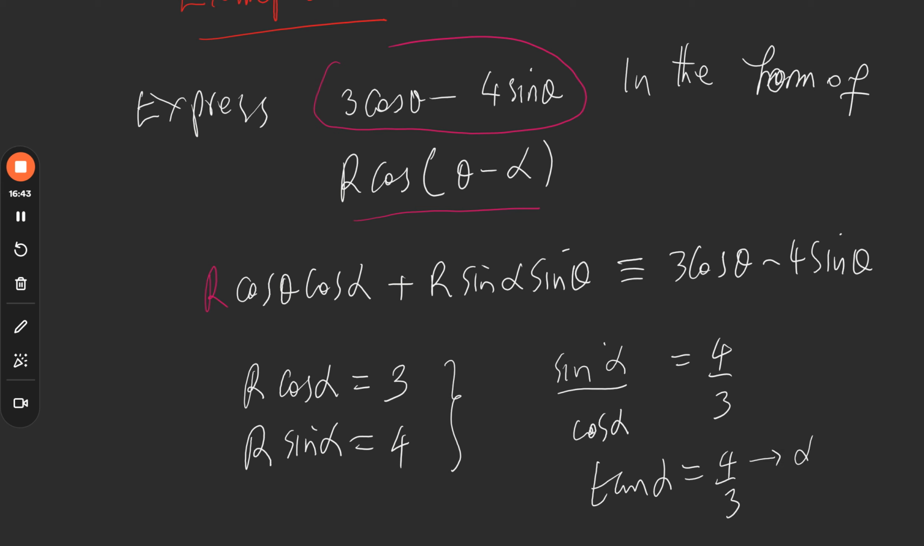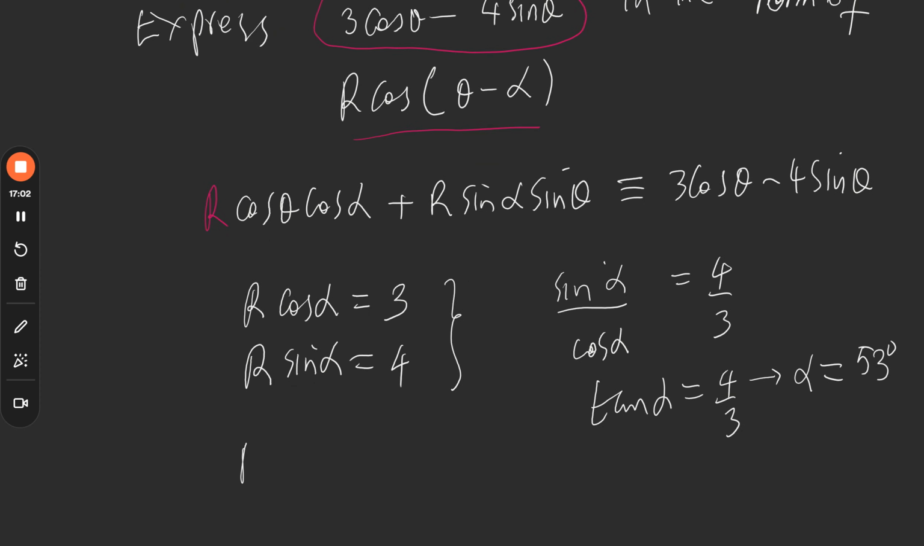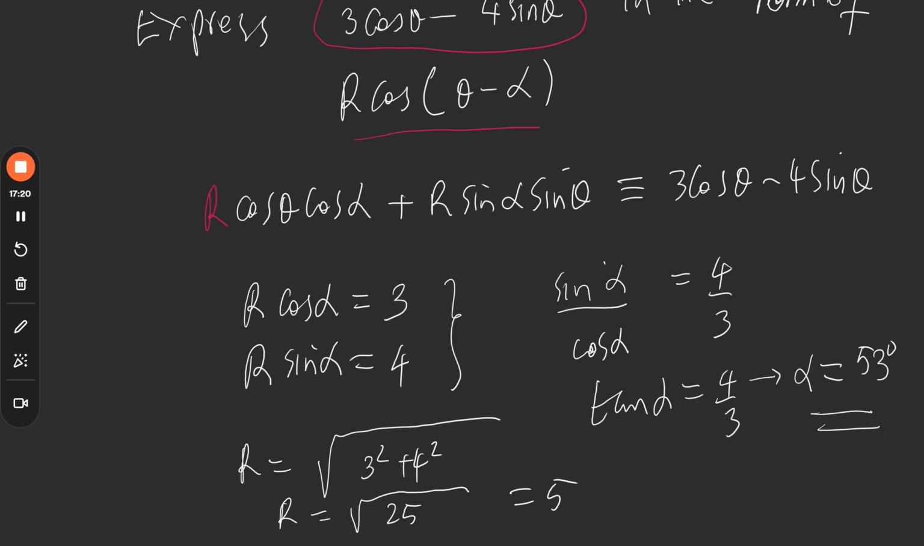And from here, we can see that alpha is tan inverse of 4 over 3, which is 53 degrees. What about r? Of course, r will be square root of 3 square plus 4 square. R will be square root of 25, which is equal to 5. So we have r already in our hand, and we have also the angle in our hand.